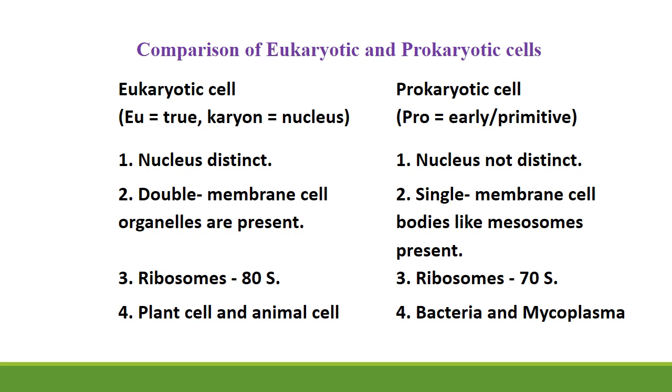With the help of this slide, we are able to compare eukaryotic and prokaryotic cells. Eukaryotic cells have a distinct nucleus, double-membrane cell organelles, and ATP molecules, for example plant and animal cells. Prokaryotic cells have no distinct nucleus; single-membrane bodies are present, called mesosomes. They have 70S ribosome molecules, for example bacteria and mycoplasma.